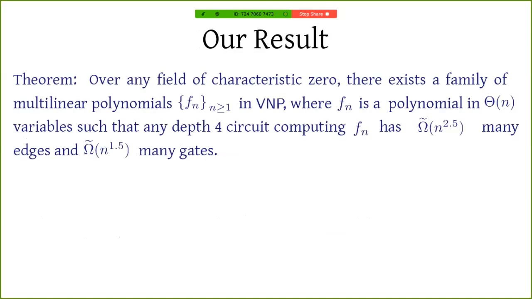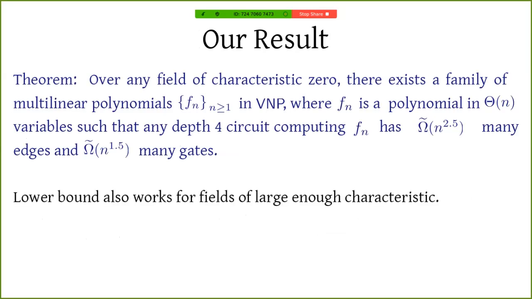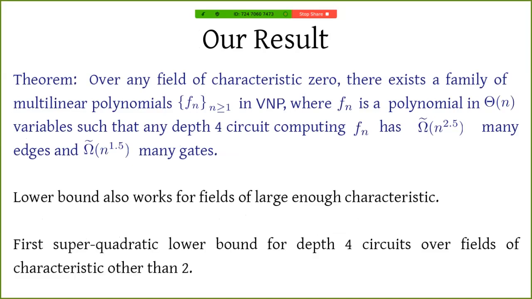We prove that over any field of characteristic 0, there exists a family of multilinear polynomials F_n in VNP, where F_n is a polynomial in theta of n variables, such that any depth 4 circuit computing F_n has omega tilde of n raised to 2.5 many edges and omega tilde of n raised to 1.5 many gates. This lower bound continues to hold over fields of large enough characteristic, and to the best of our knowledge, is the first superquadratic lower bound for depth 4 circuits over fields of characteristic other than 2.